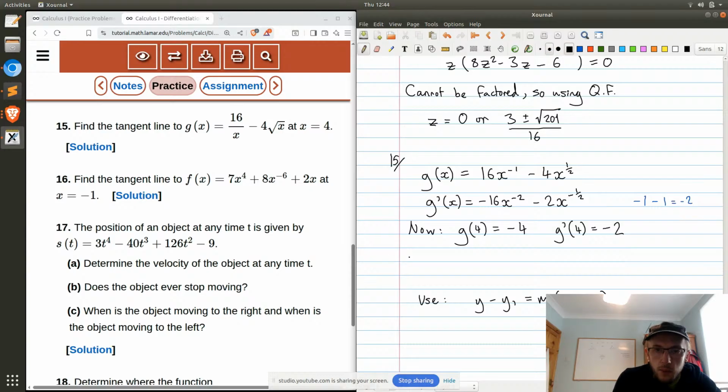Okay, so we know for the tangent line, m equals negative 4. Wait, what am I doing? No, I would have done it wrong if I did that. Okay, m equals negative 2. M equals negative 2 from the derivative. And we know that, what do we know? We know that (4, negative 4) lies on it. We know those two facts.